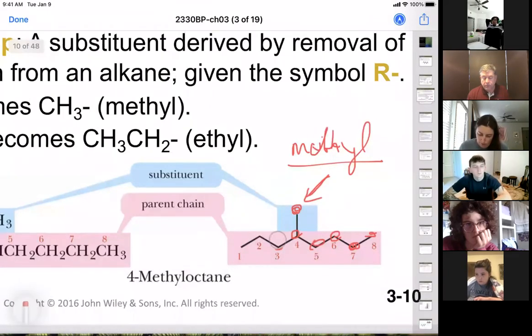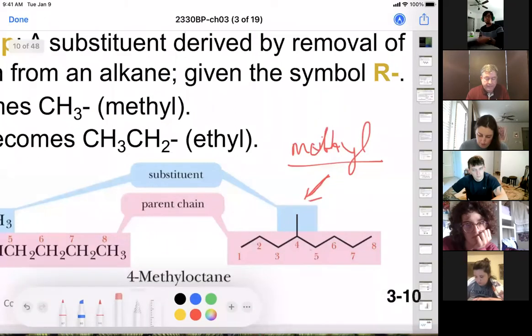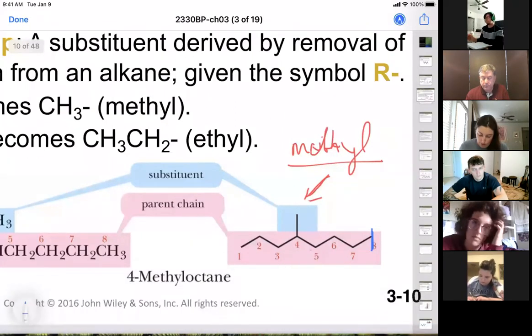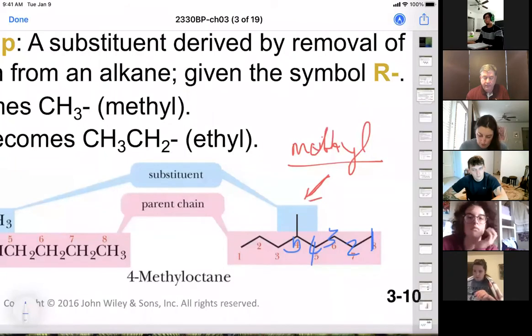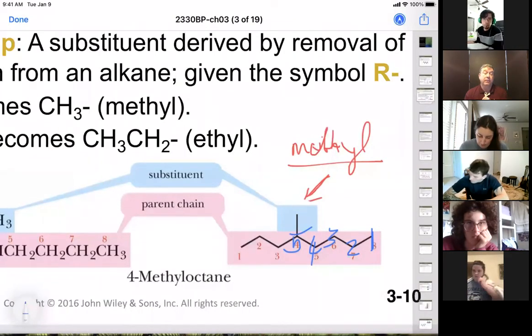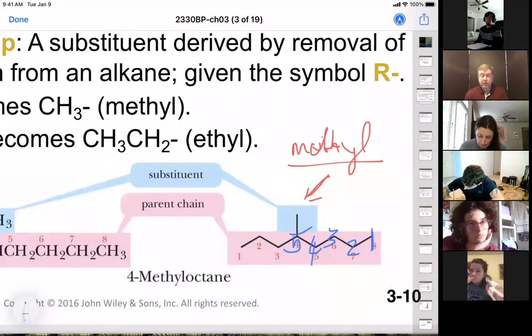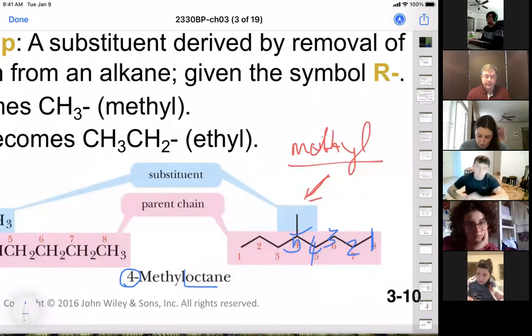Now, a new rule that we want is to make sure the substituent is on the lowest number possible. So if we accidentally numbered our system 1, 2, 3, 4, 5, our first substituent would actually be on the 5. And we don't do that. We want to number it from the other side to make sure our first substituent is on the lowest number. So that's going to give us our answer of 4, which tells us where that methyl substituent is, and octane is our parent chain.